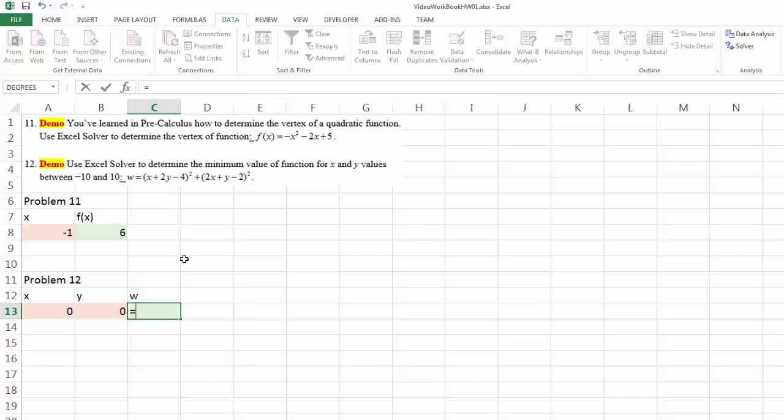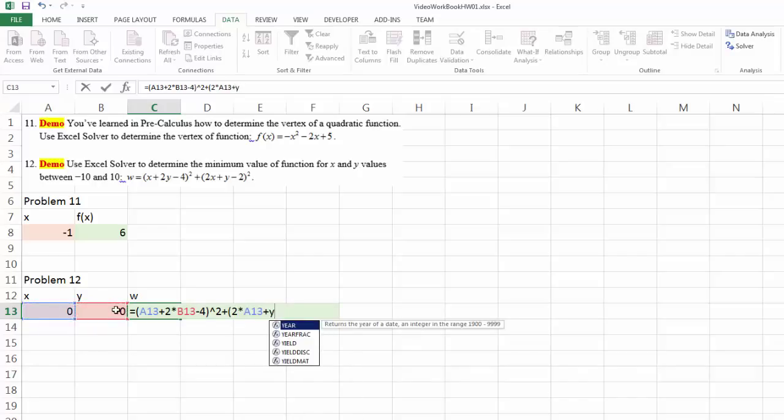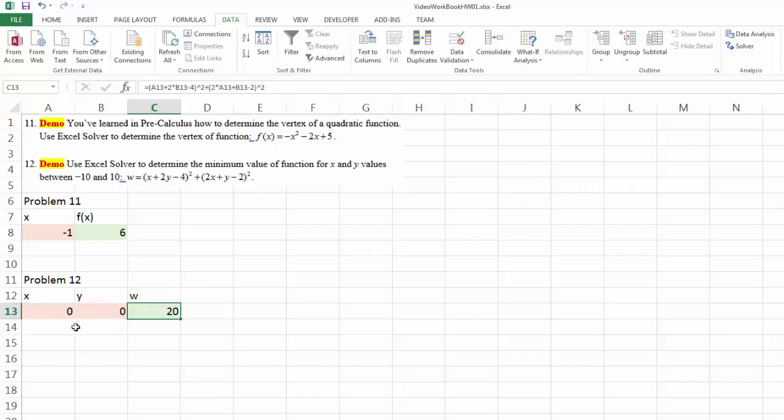So that equals my x value plus 2 times y value minus 4, raised to the second power, plus 2 times my x value plus my y value. Don't just type in y; that calculation won't work. Use the cell that contains the value, minus 2 raised to the second power. So when x equals 0 and y equals 0, w, according to this equation, equals 20.